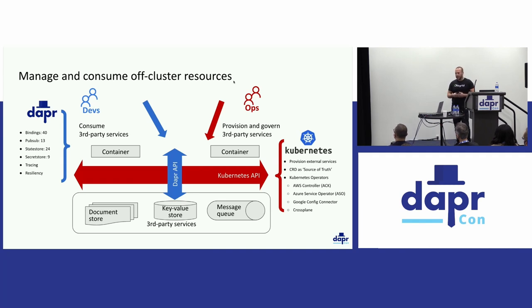What I mean by that is you can apply the resiliency policies we heard about today not only to your service invocation, but also to those bindings, and you can get observability, tracing, et cetera. So that gives you, the ops people, the ability to use the Kubernetes API as a single source of truth for defining the state of the application and also the state of the external resources. And Dapr lets you consume those resources. So that's the second scenario.